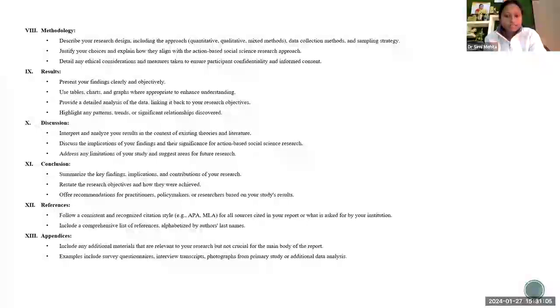And finally, we'll have a concluding part, a conclusion, where you'll summarize the key findings, implications, and contributions of your research to the wider social sciences, and restate the research objectives and how they have been achieved.